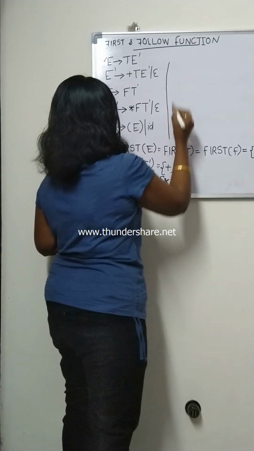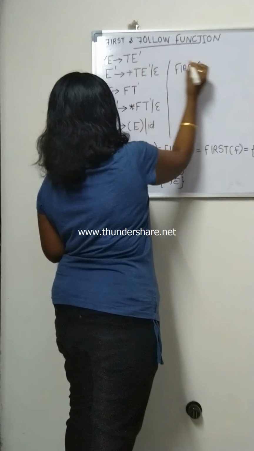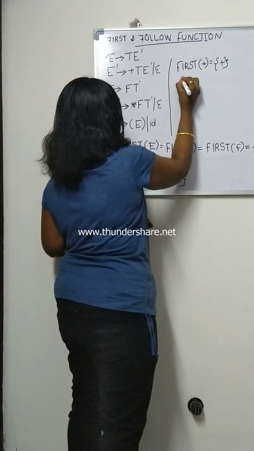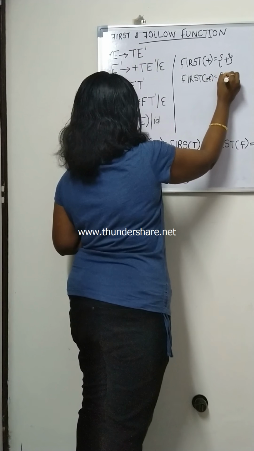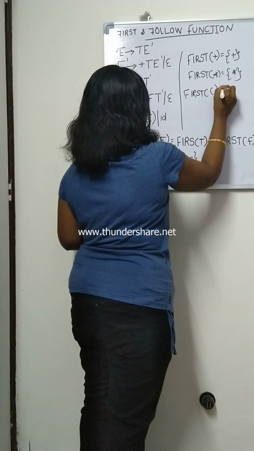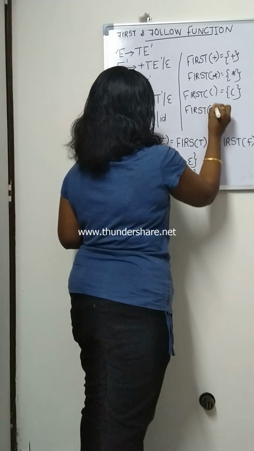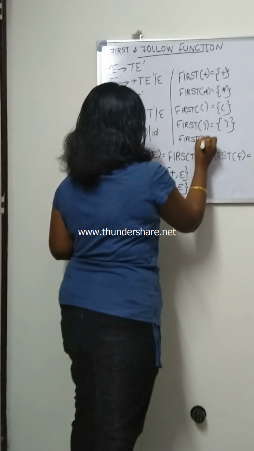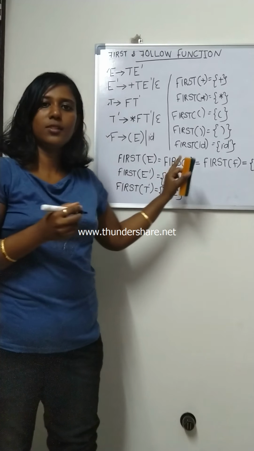So now we are going to find for terminals. First of plus is always plus, because first of any terminal is equal to the terminal. First of star is equal to star. First of open parenthesis is equal to open parenthesis. First of close parenthesis is equal to close parenthesis. And first of ID is equal to ID. So this is about the first function.